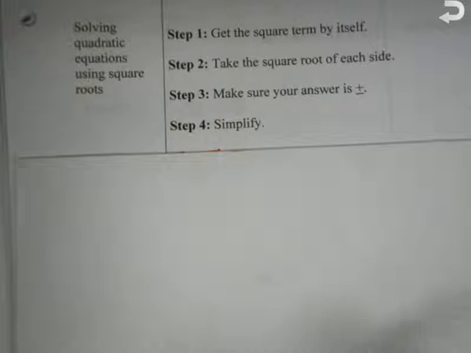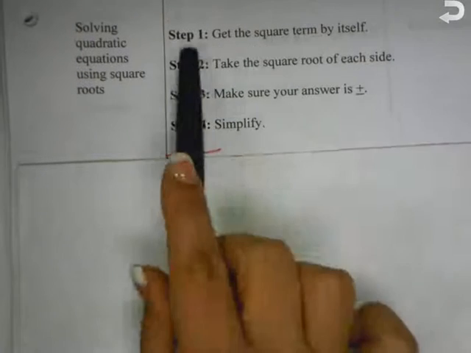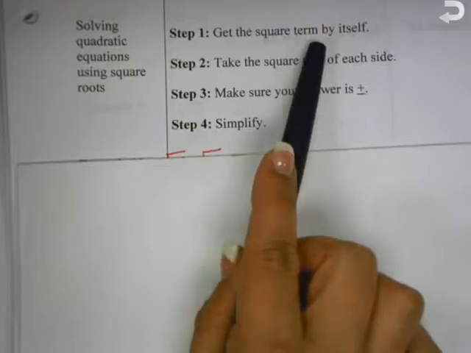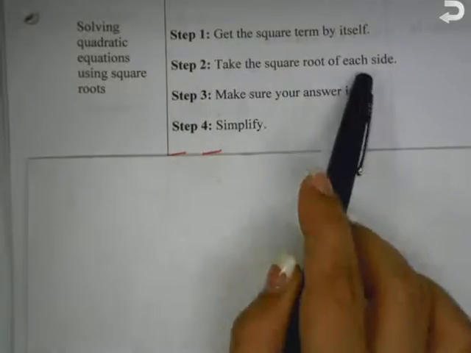So when we want to solve quadratic equations and there's a square root in there, the first step is we want to get the square term by itself. So if there's anything being added, subtracted, multiplied, or divided by that square term, we need to get the square term by itself first. Okay? Then we take the square root of each side.